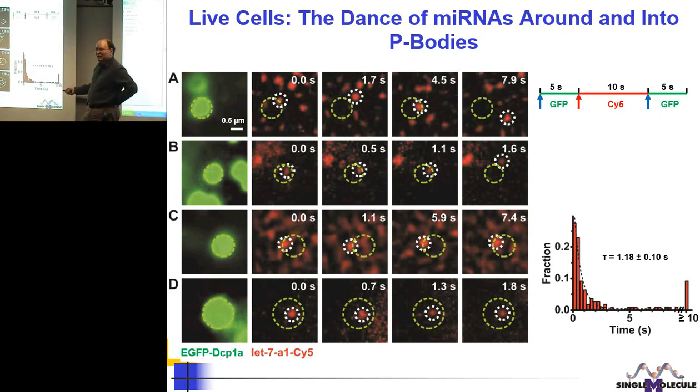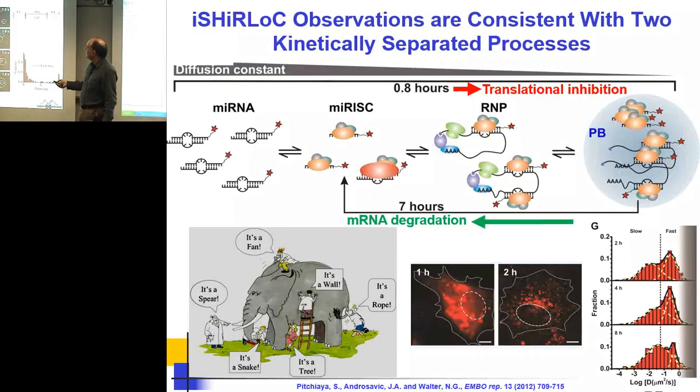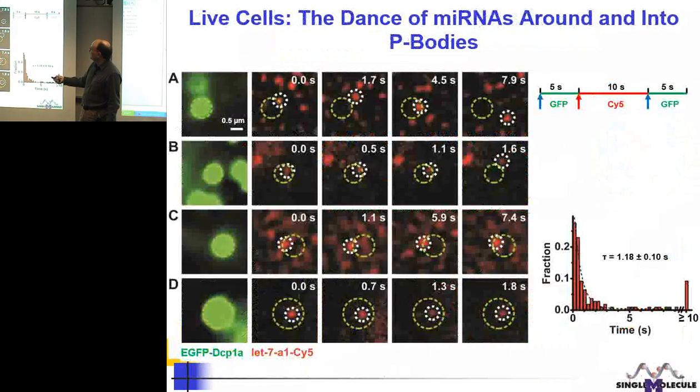Now, the other thing we get from single molecule observations is further kinetic information. Here we can ask, how long does a microRNA actually sit on a P body before it dissociates? We get a time distribution here, and most microRNAs sit there for only 1.2 seconds on average. But there are some that, in this particular case, sit for the whole 10 seconds of our observation window. So clearly, there's heterogeneity in the observation.